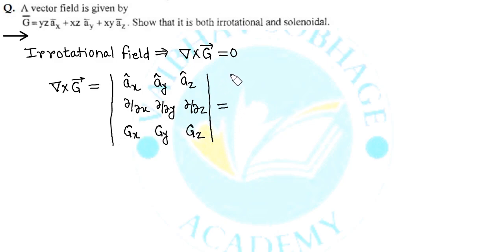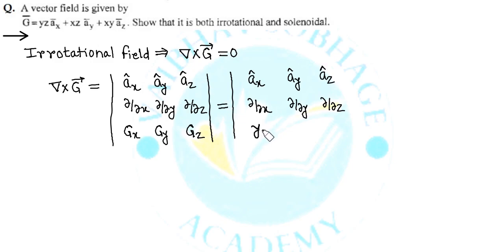Now we are going to put the values in. So rewrite that again: Ax cap, Ay cap, Az cap. You can skip the previous step if you are an expert and directly go with this. The curl of the given vector is d by dx, d by dy, and d by dz. What is the magnitude along the x direction? That is yz. The magnitude along the y direction is xz. And the magnitude along the z direction is xy.